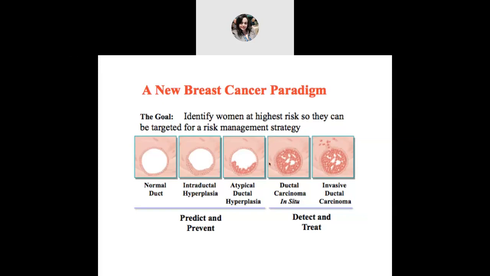Now, the next stage is that these abnormal looking cells fill the whole duct. Still, the basement membrane is intact and the outer layer is intact. If the lesion measures more than 2 mm in diameter, or it involves more than 2 ducts, then we will call it ductal carcinoma in situ. So the difference between ADH and DCIS is only in the size of the lesion and the number of ducts involved.